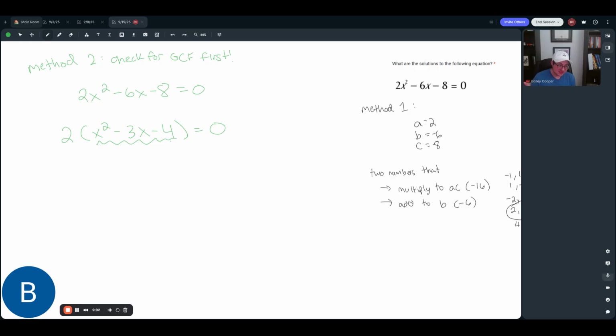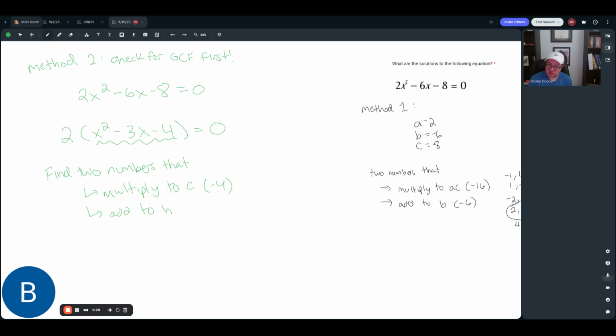To factor something like this, all you need to do is find two numbers that fulfill both of the following conditions. This is sounding familiar, isn't it? Multiply to, technically it's still AC, but A is 1, so it's not going to do anything. So we're just going to say multiply to C, which is negative 4.